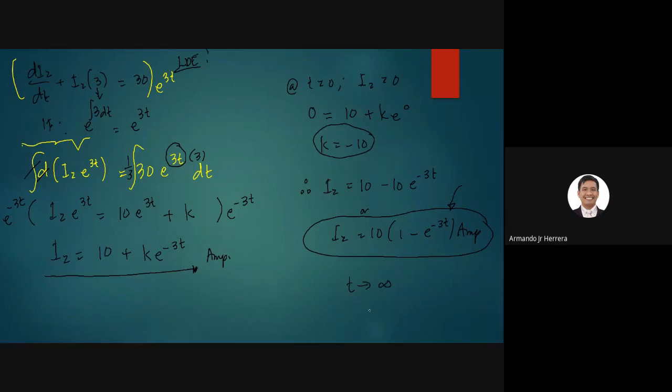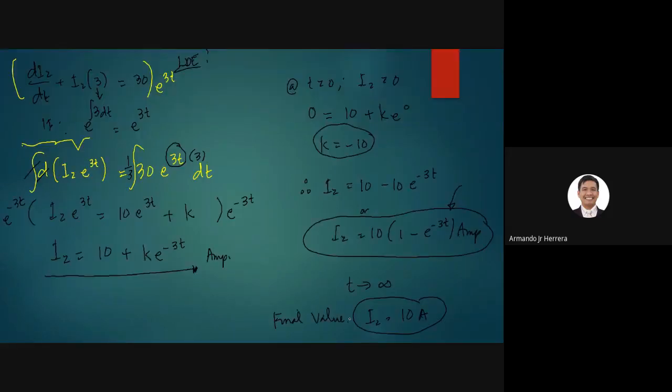So, again, the current is equal to just 10 ampere. Kasi di ba pagka when t approaches infinity, this becomes 0. So 10 times 1 is 10 amperes. So this must be our final value. Okay, so let's proceed with the next.